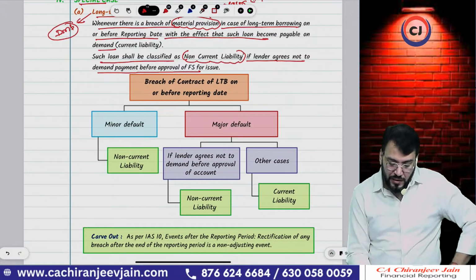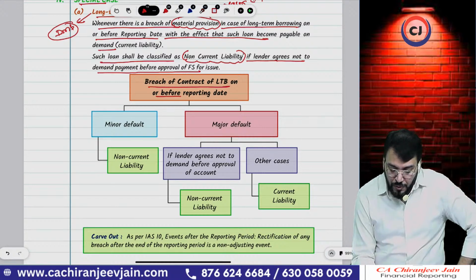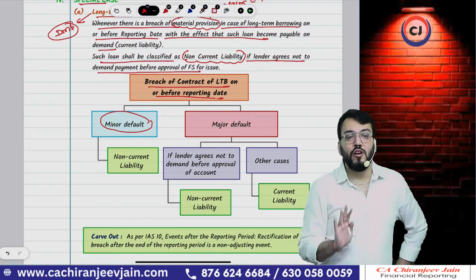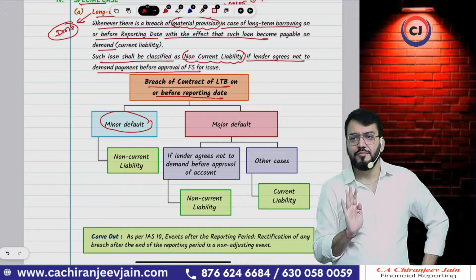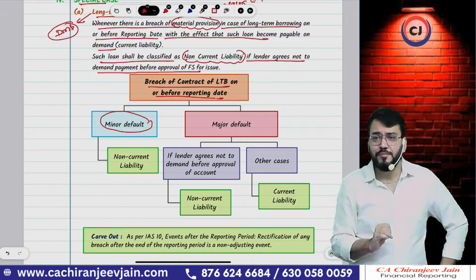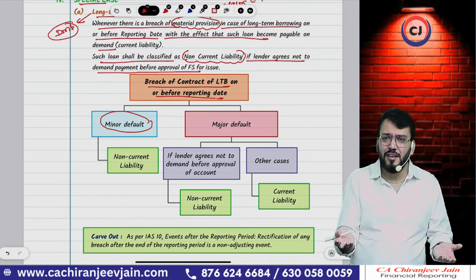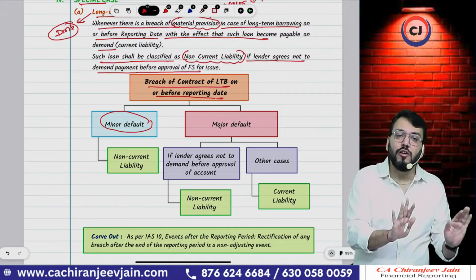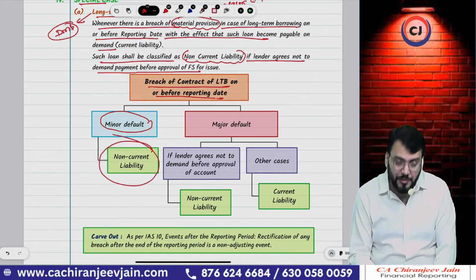So more clarification. If the breach of contract happened on or before the reporting date and it is a minor default, then this para is not applicable. Well, it is a minor default, so it will remain a non-current liability only. Minor default means, say, delay in submission of some document, PAN card, etc. That is a minor default. So for that, it will not become repayable on demand. Means it will be a non-current liability only on 31st March.